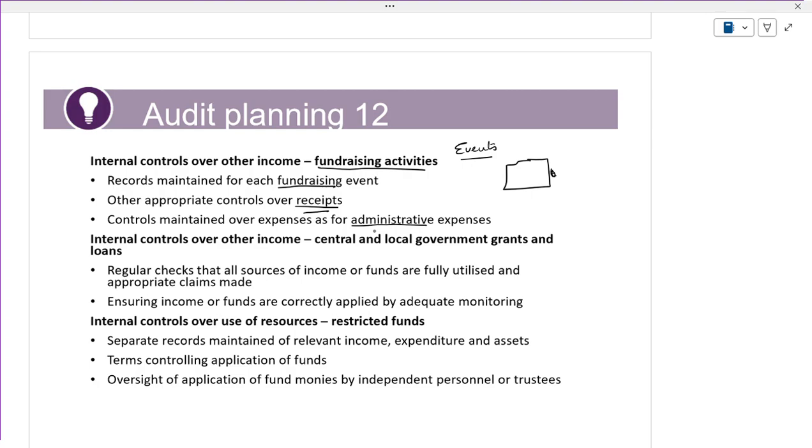Internal control, other incomes, central and local government grants. If we are getting any grants, there should be regular checks that all sources of income and funds are fully utilized, and that appropriate claims have been made, ensuring funds are correctly applied by having clear monitoring.